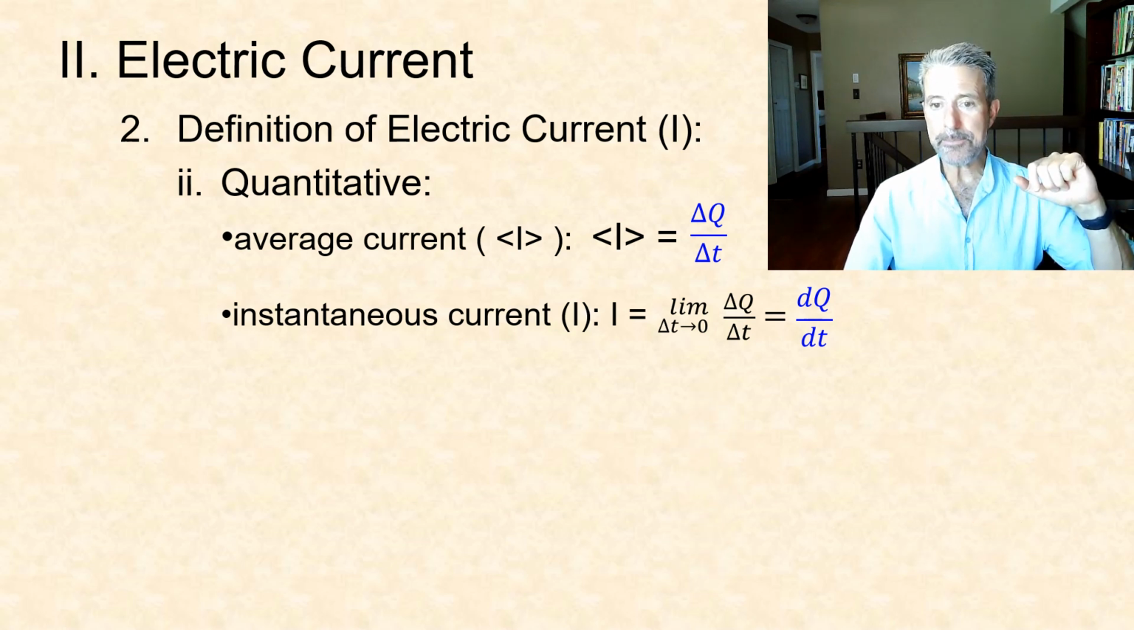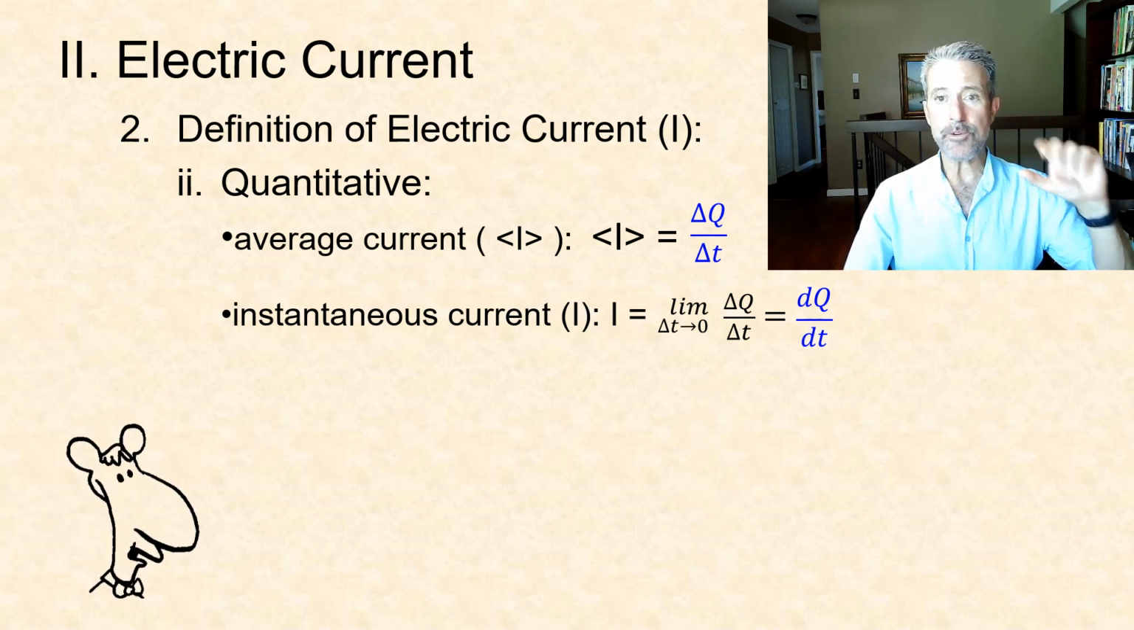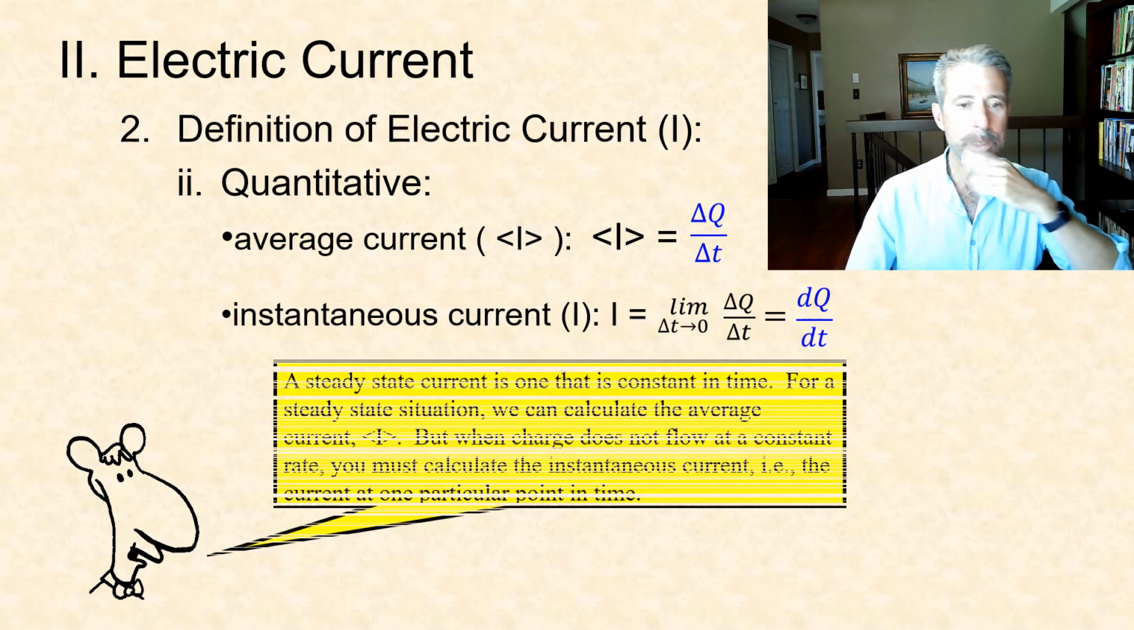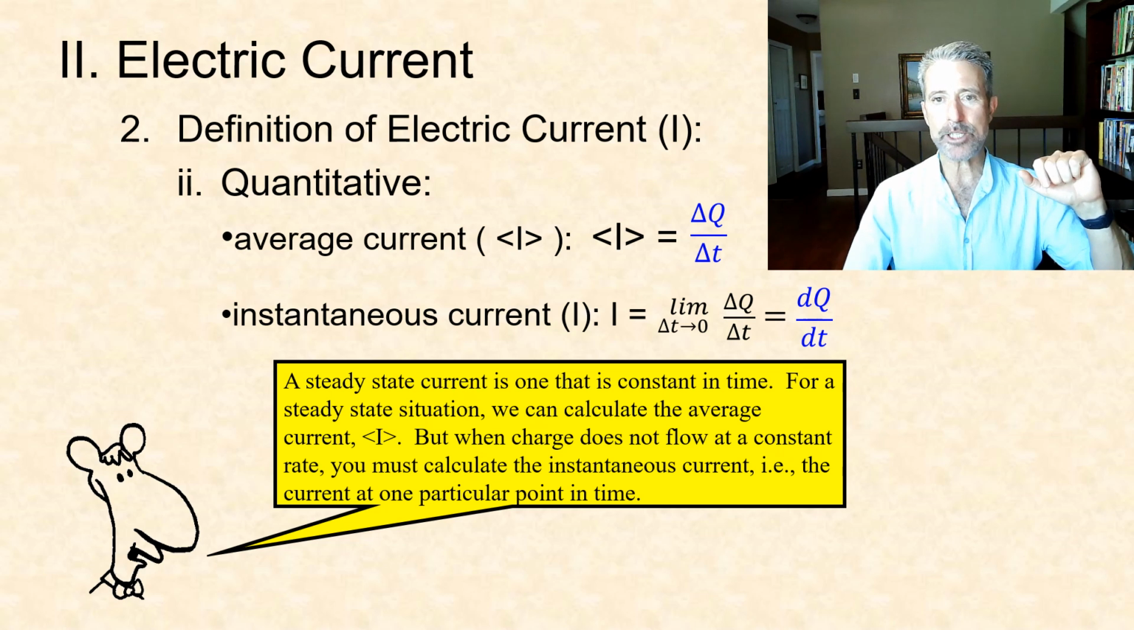But we will say that for nearly all of the electrodynamic situations involving charge flow in this class, we will be dealing with what we call a steady state situation, where the current is constant in time, such that the instantaneous current at any single point in time will have exactly the same value as the average current over an extended time interval.